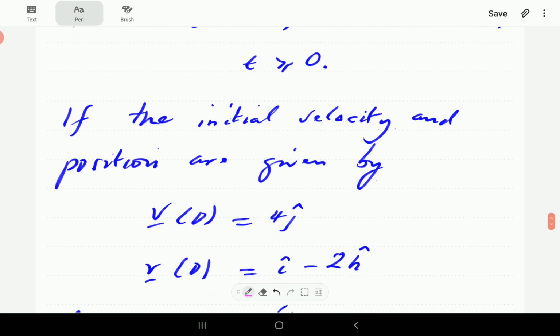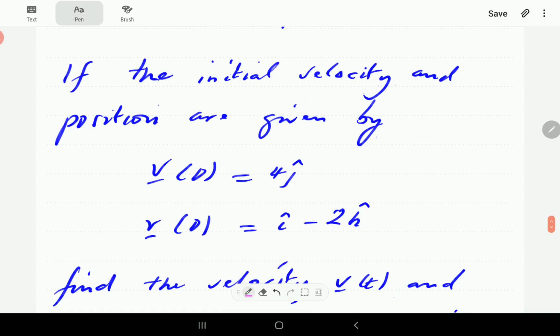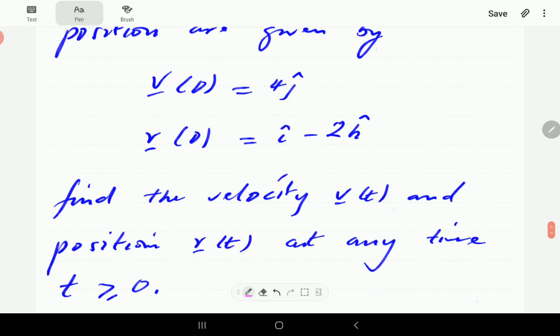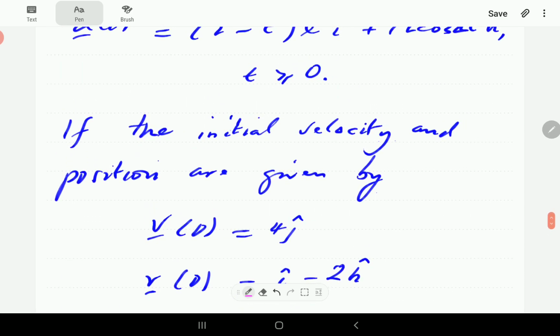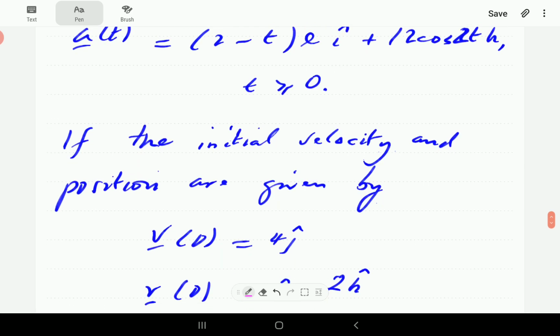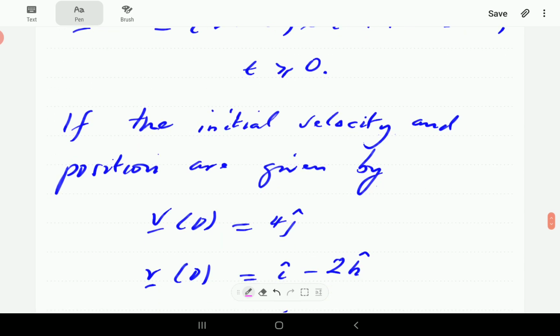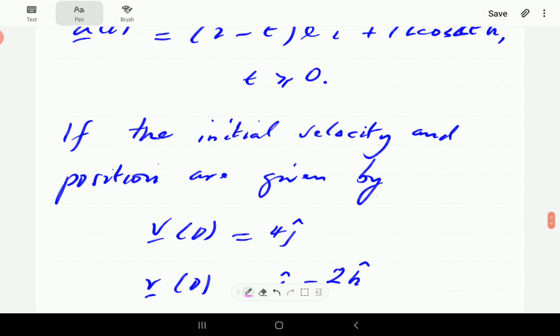The initial velocity is given by 4j. The initial displacement is given by i minus 2k. So again, we want to find an expression for v, an expression for r. So I think you might want to just pause the video and have a go at this, and then when you continue the video, you can compare with our solution.